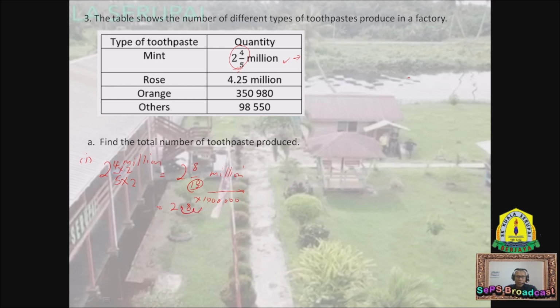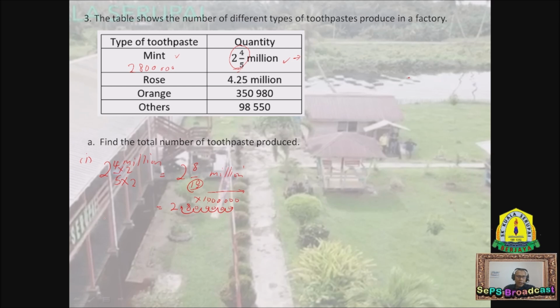1 2 3 4 5 6. So how many zeros do you have? 6 zeros. So we write down 2,800,000 over here. Your handwriting must be very clear. Don't confuse your examiner. So for the mint, we have got it. This one is the answer.